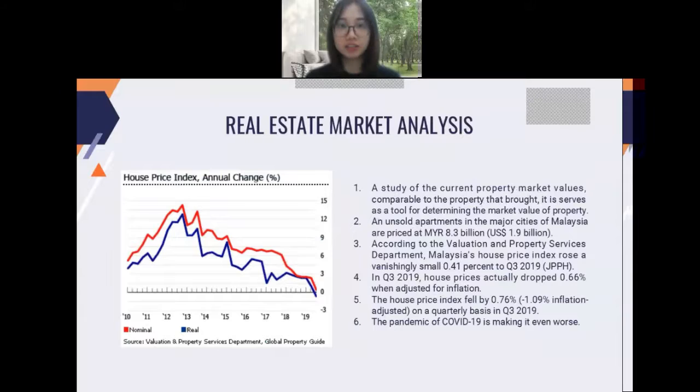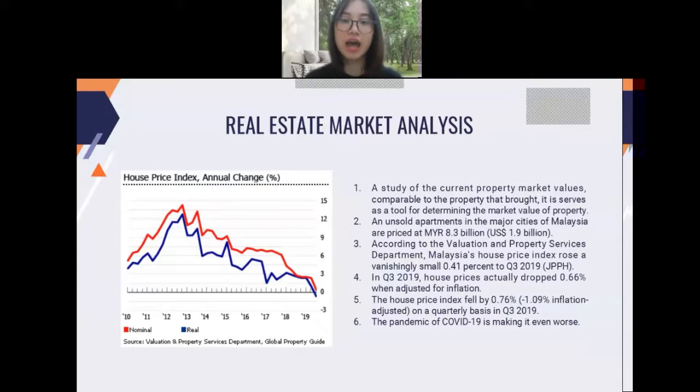I'd like to continue with our presentation, which is real estate market analysis. Real estate market analysis is a study of the current property market values comparable to the property. It serves as a tool for determining the market value of the property. Currently, unsold apartments in the major cities of Malaysia are priced at RM8.3 billion, the same as US$1.9 billion. So we can see that it's a large amount for unsold apartments in Malaysia.